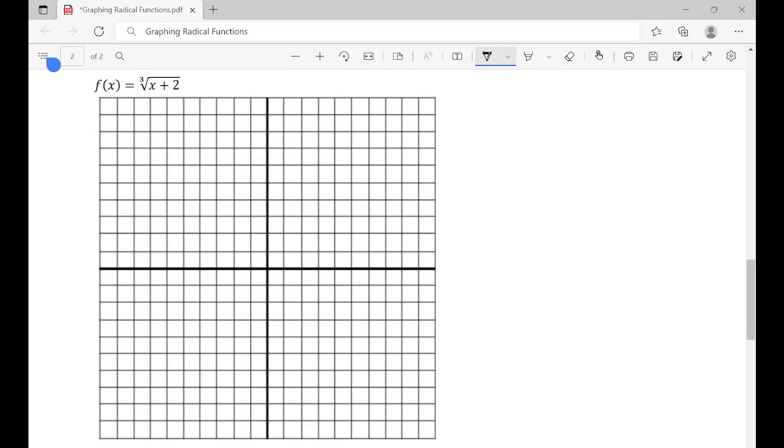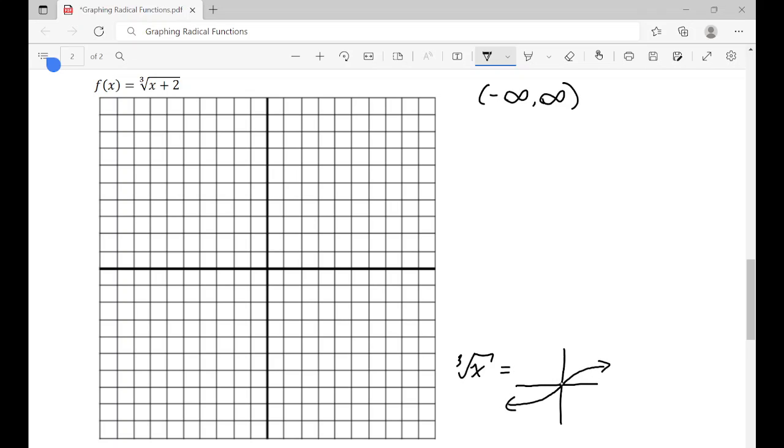Next we have the function f of x equals the cube root of x plus 2. We already know, because this is an odd-rooted function, the domain is all real numbers, from negative infinity to positive infinity. So there's no need to worry about where it doesn't exist. But we need a good starting point. If you don't know, the cube root function looks like this. It's going to have this kind of basic shape.